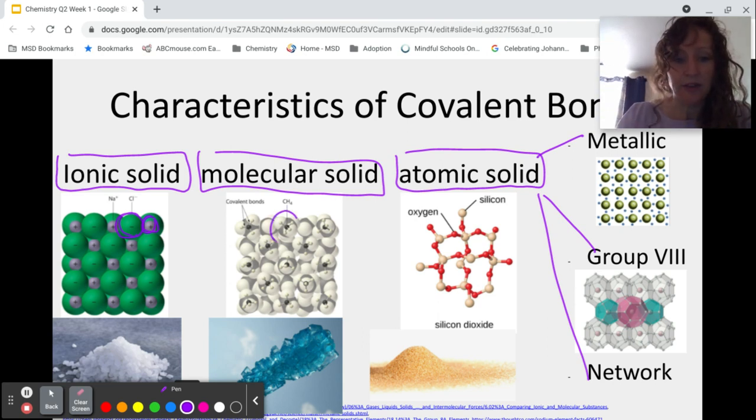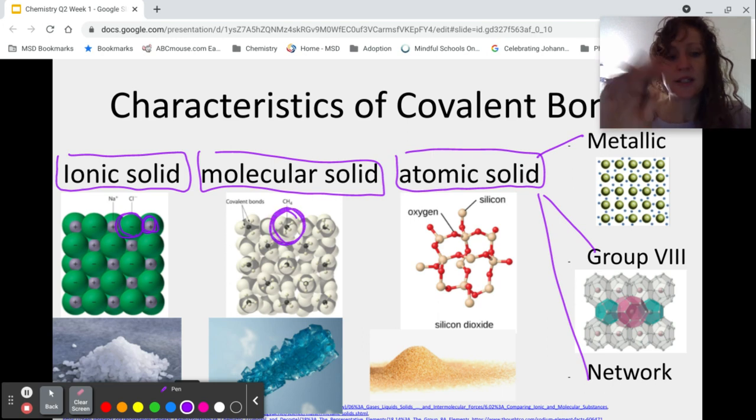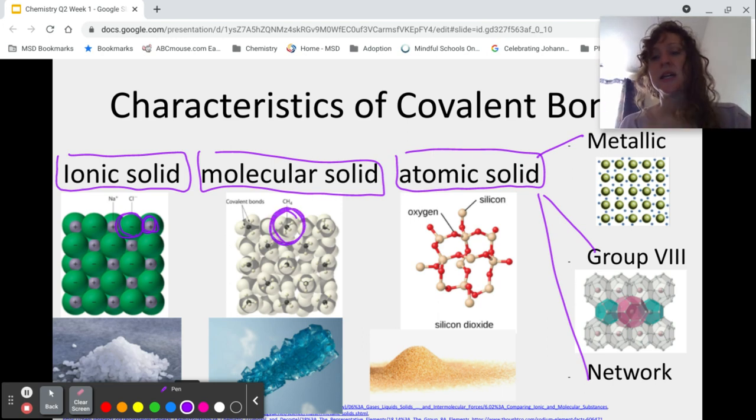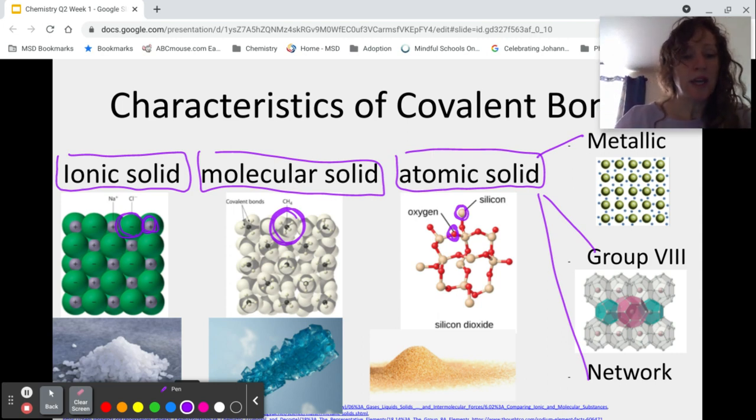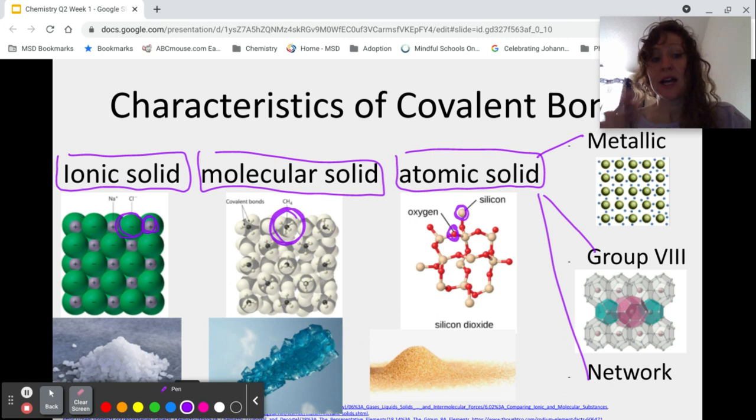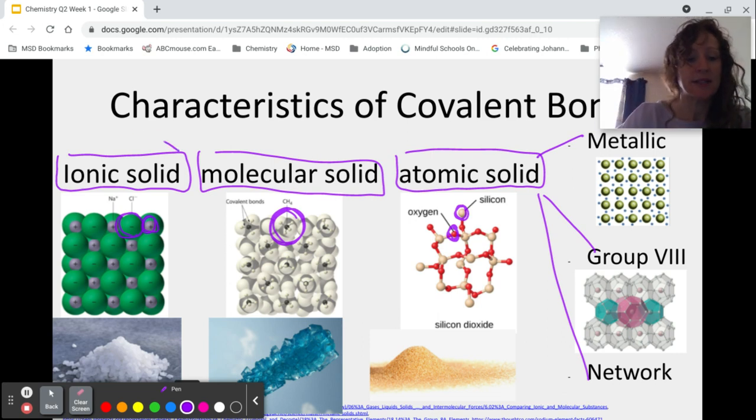A molecular solid will have a molecule at each point in its lattice, leading to specific properties. And then an atomic solid will have atoms at the points in its lattice, leading to specific properties. So let's talk about what these properties are. We have talked about the properties of ionic solids and metallic solids already.